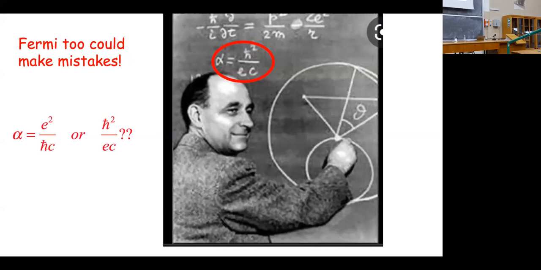So, and this is a famous picture because it has been reproduced on a stamp celebrating, I think, the 100th anniversary of Fermi or something like that. So you see, you can make mistakes, and I take solace in this kind of reflection because there is no doubt that Fermi knew what the fine structure constant was.